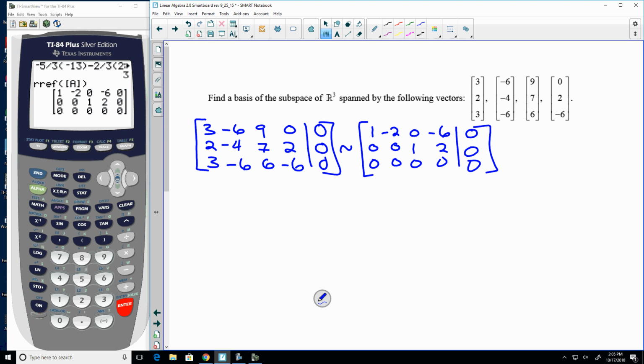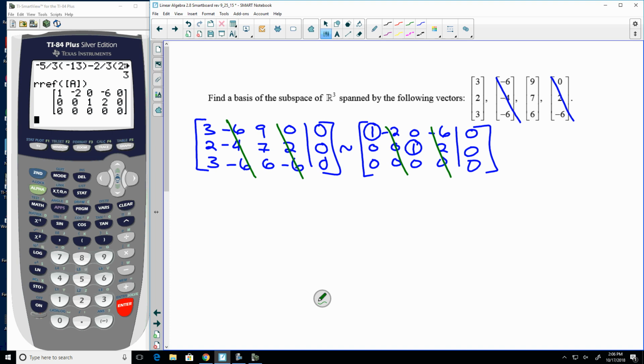So the columns that have pivots correspond to the columns that are independent. So the first and third vectors are independent from each other. If I just eliminated these 2 and I just row reduced this, right, what would be the only solution? The trivial solution, right? So that means those 2 are the ones that are independent. So we cannot span R3, but it's actually asking, find a basis for the subspace spanned by these vectors.